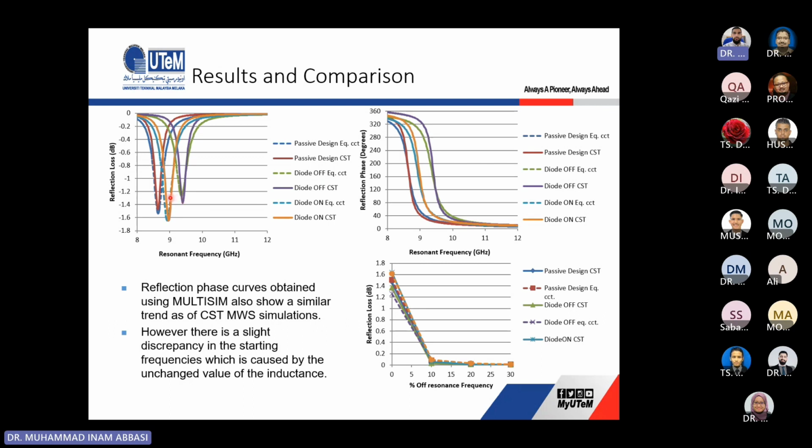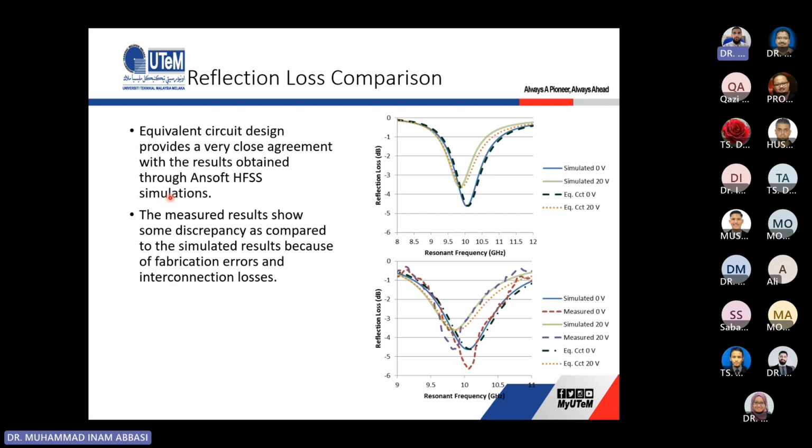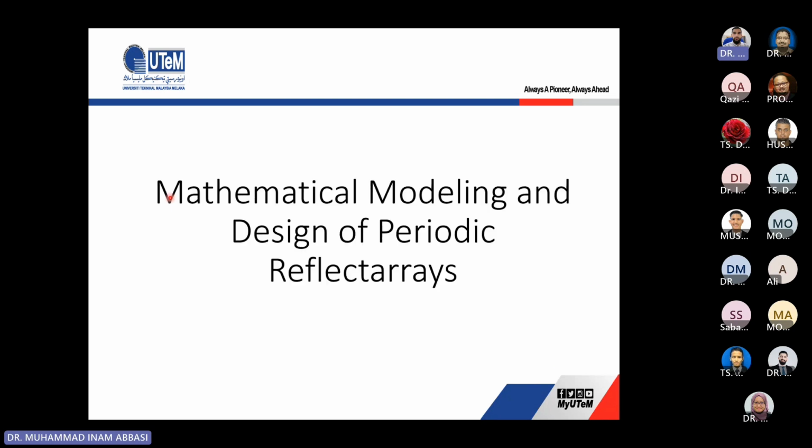From there, we can also vary different values of capacitance and resistance and see how they affect our results. Once we know how varying the capacitance, resistance, and inductance affects our results, we can optimize our design based on different dielectric materials as well. This is for the liquid crystal based designs. We have a modification in the equivalent circuit, but we use the same technique, and we got almost the same result for the reflection loss and reflection phase curve for the liquid crystal based design as well.